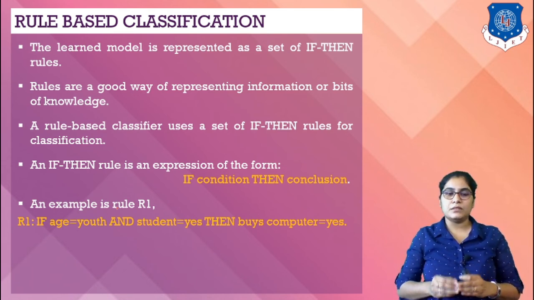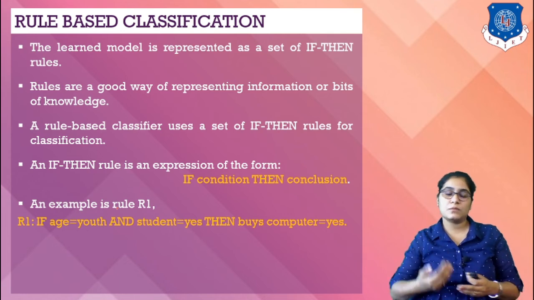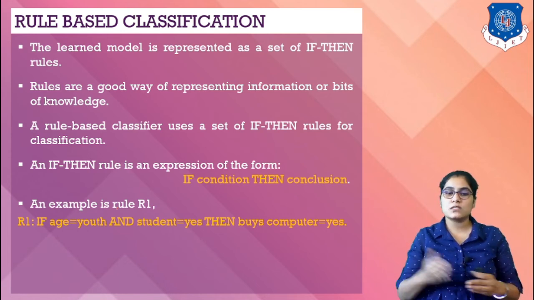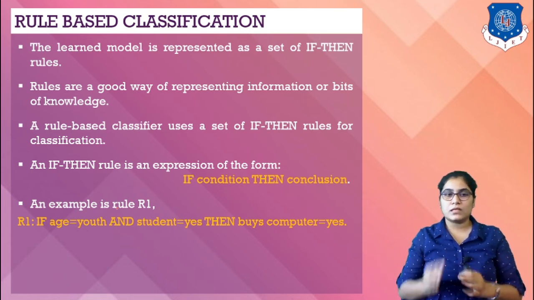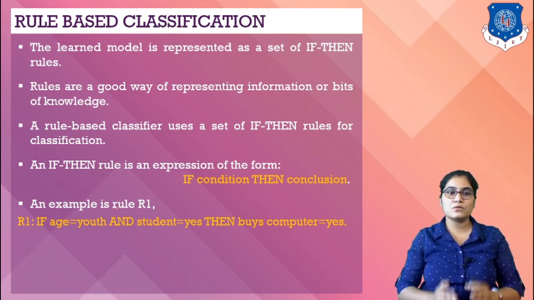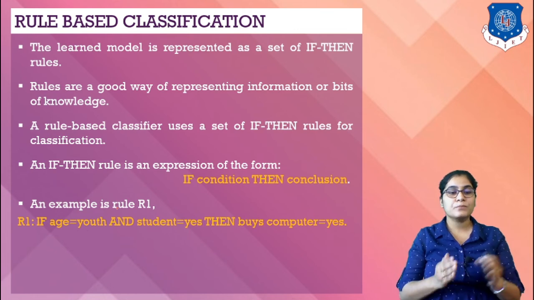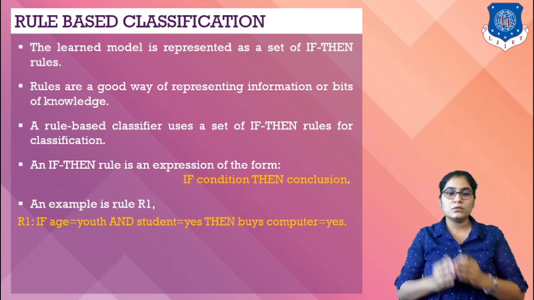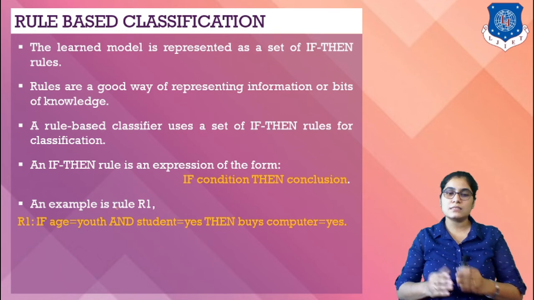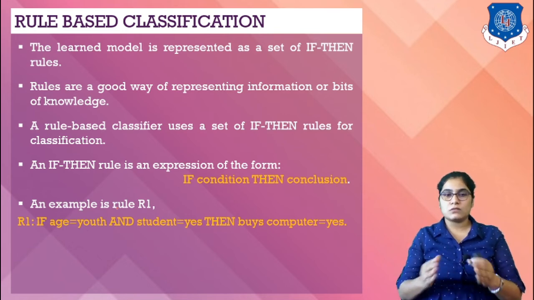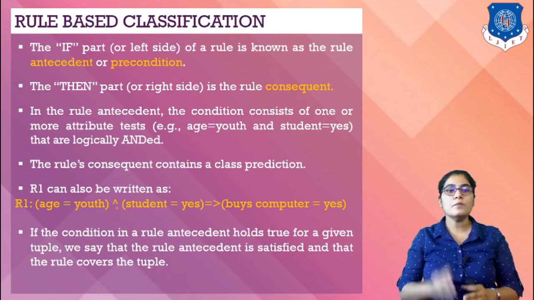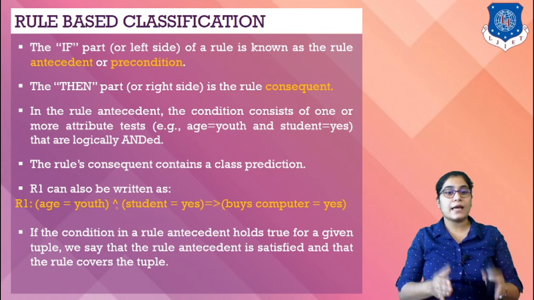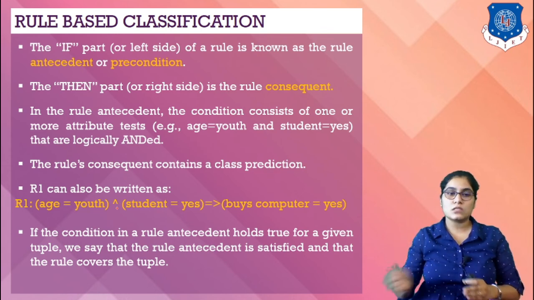Let's take an example. If we want to say that if the customer's age is youth and student is yes, then the customer will probably buy the computer, then we will represent this using rule-based classification as: IF age = youth AND student = yes THEN buys_computer = yes. The IF part of a rule is known as the rule antecedent or precondition, whereas the THEN part is the rule consequent.